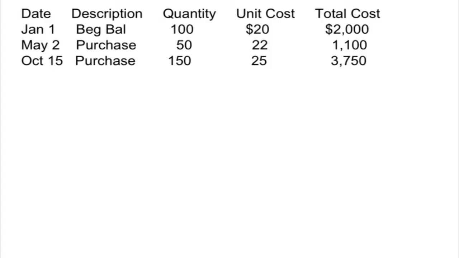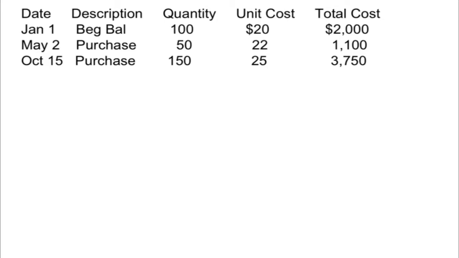Let's walk through some examples using a periodic inventory system. So again, remember, it's periodic, so every time we have something to do with inventory, we don't necessarily update it. We're just going to do it periodically. We're going to wait until the end of the accounting period and take a physical count of what we have left over.